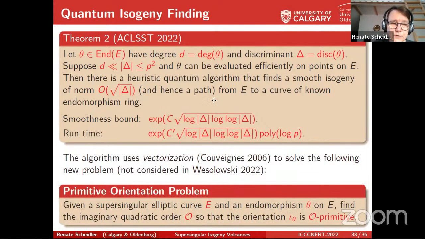And this algorithm, if you know something about quantum algorithms, uses what's called vectorization, and it solves this problem here. And this is a really hard problem. Given a supersingular elliptic curve oriented by some order, find the corresponding primitive orientation. And Wesolowski in his parallel work did not consider this problem, but this is a hard problem. You need to solve that in order to solve this problem. So those are our two big results.